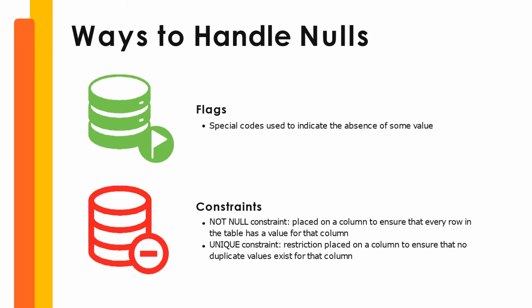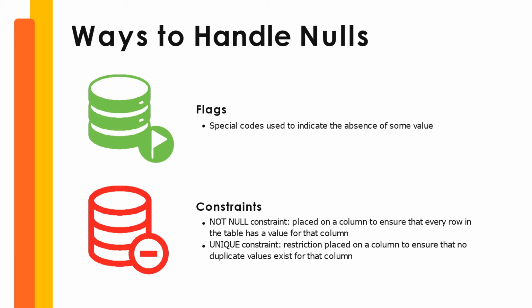Now that we are all familiar with what null is, it is important for us to more or less minimize the number of nulls in our database tables. First, one way to handle nulls is by creating flags. Flags are special codes used to indicate absence of some value. Or we can also implement constraints.